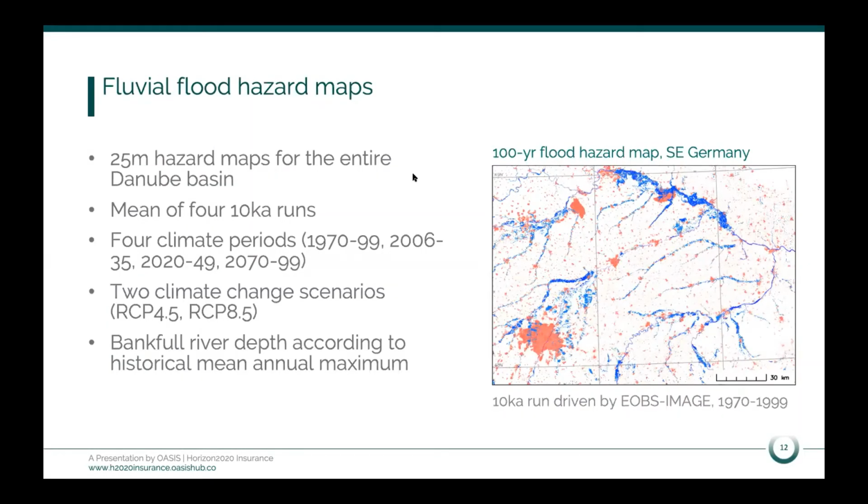So we have used this hydraulic model to produce 25-meter hazard maps for the entire Danube Basin with 4 10,000-year runs for each period. The historical period has 4 10,000-year runs, and the 3 future periods also have the same. These hazard maps will become a mean of those 4 simulations, each taking the 100-year flood, or the 50-year flood, or the 10-year flood. This is really variable, and what's shown here on the right is the 100-year flood for southern Germany. And we have these for all future periods.